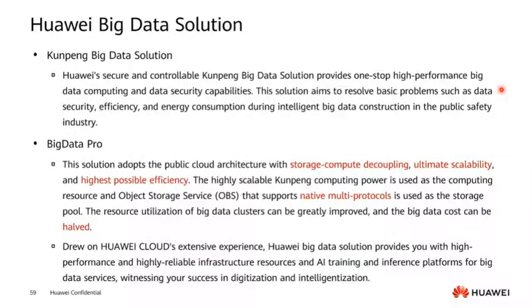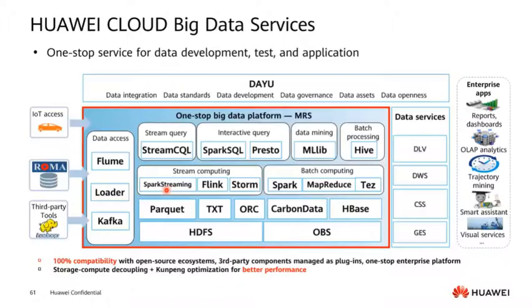Finally, let's jump into the last part of this chapter, which is about the Kunpeng big data solution. As mentioned before, the Kunpeng big data solution is a very special case in the Kunpeng computing industry. It provides one-stop, high-performance big data computing and data security capabilities, and adopts the public cloud architecture with storage computing decoupling, ultimate scalability, and highest possible efficiency. To be more specific, the Huawei big data solution contains many cloud services on Huawei Cloud, and in our lectures, we mainly introduce MRS, which stands for MapReduce Service. Here you can see a lot of names, and we will introduce them in detail slightly later.